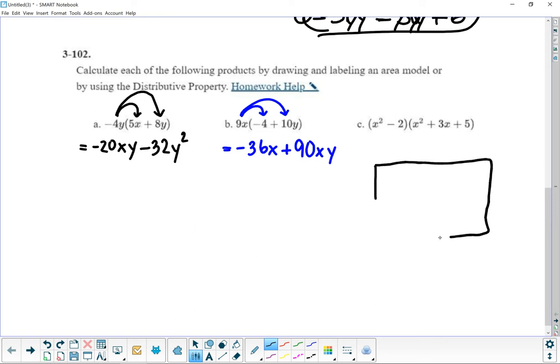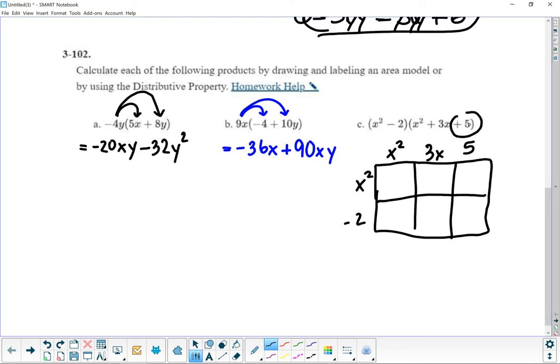Okay. And I noticed that I have three terms. So x squared, 3x, and positive 5. Okay. And then the other product is going to be x squared minus 2.